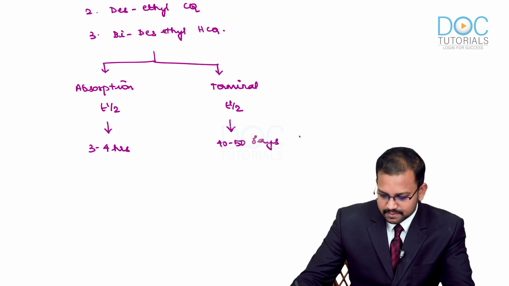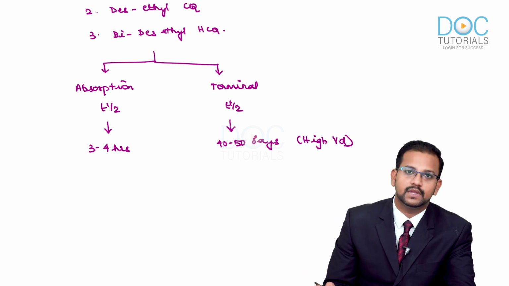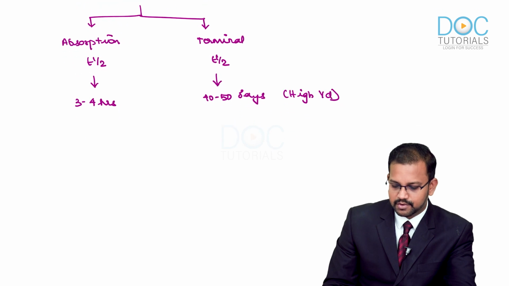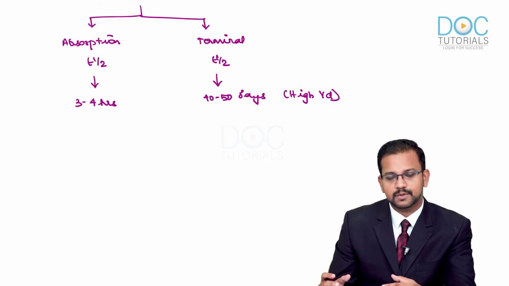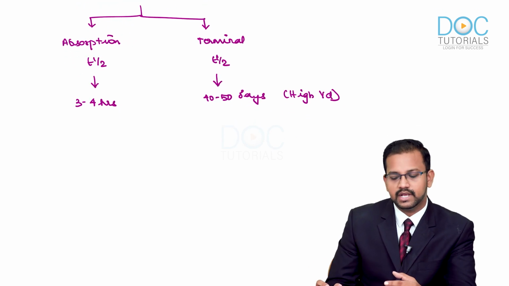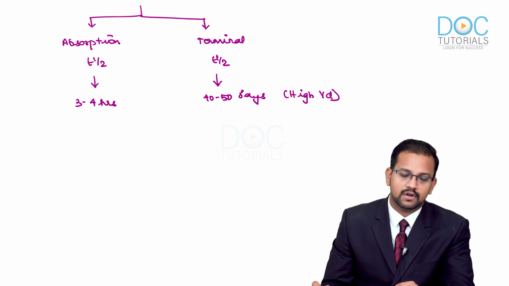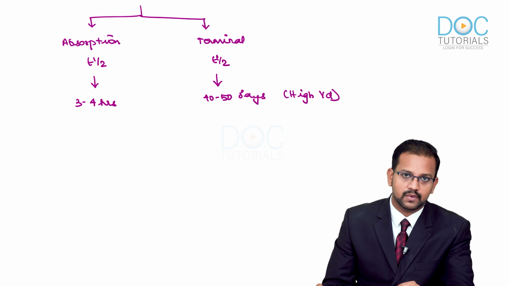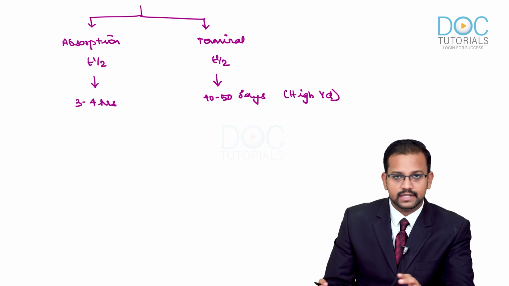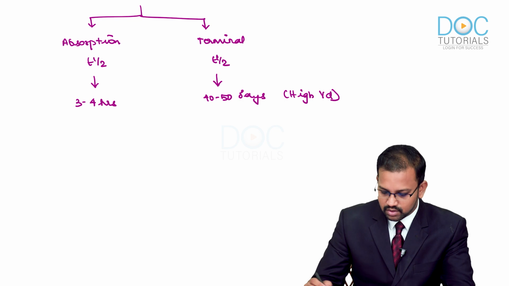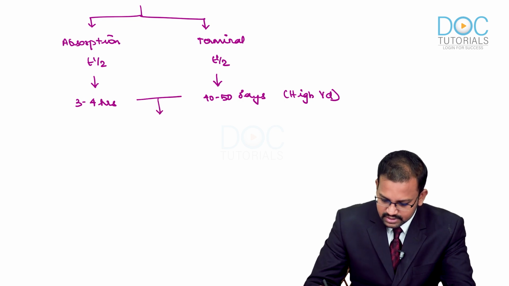Why is this happening? It is because this drug has got a high volume of distribution. As it has a high volume of distribution, it has very little propensity to be excreted out from the body. So the duration of action, that is the terminal T-half, is going to be longer for hydroxychloroquine. Now all these drugs are going to be excreted out via which route? Feces or urine? It is going to be excreted out via urine.